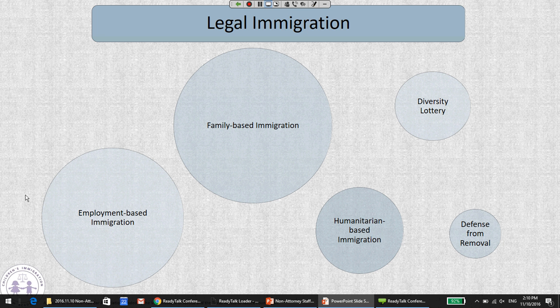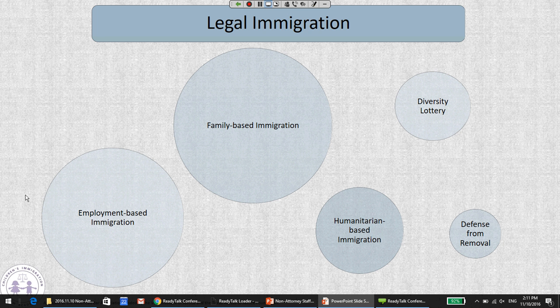You've got your defense from removal, which is a smaller portion of that. That's someone who's already here, they get picked up or detained in some way, and you're seeking withholding or cancellation of removal for someone like that. Those are very technical types of arguments you've got to make there. Humanitarian-based immigration is really where we make our hay, if you will, where we live in the unaccompanied minor world. Those are going to be your asylums and things like that, which are considered humanitarian forms of relief, right?